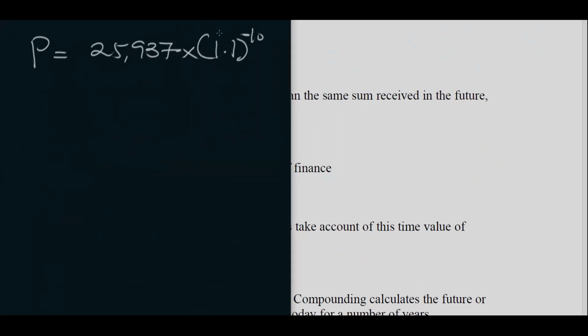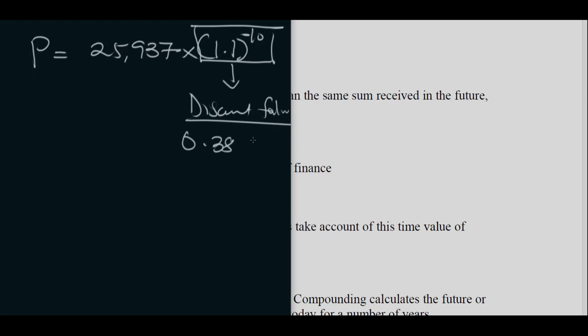Negative 10, okay? Now, what you can say here is that, if we convert this to decimal, what do we get? That's what we call the discount factor. It's just the same thing you are doing, but you are just simplifying it. So if I do on my calculator 1.1 raised to the power negative 10, I end up with what? 0.3855. And what does this mean?